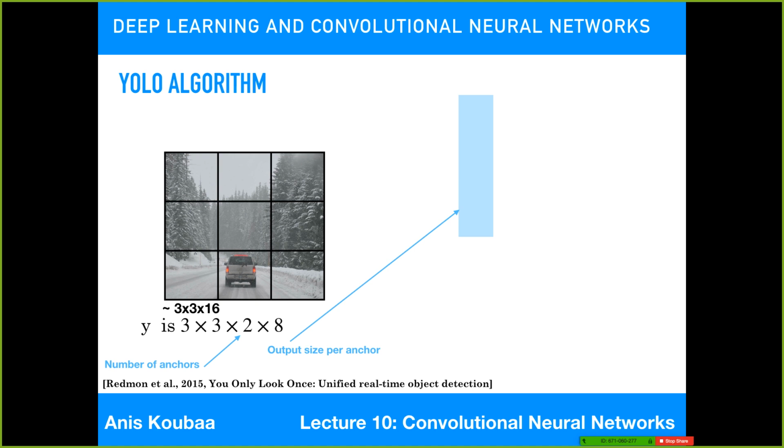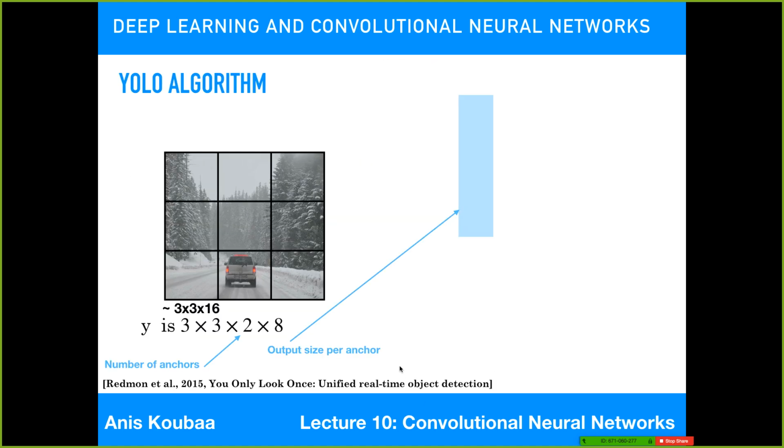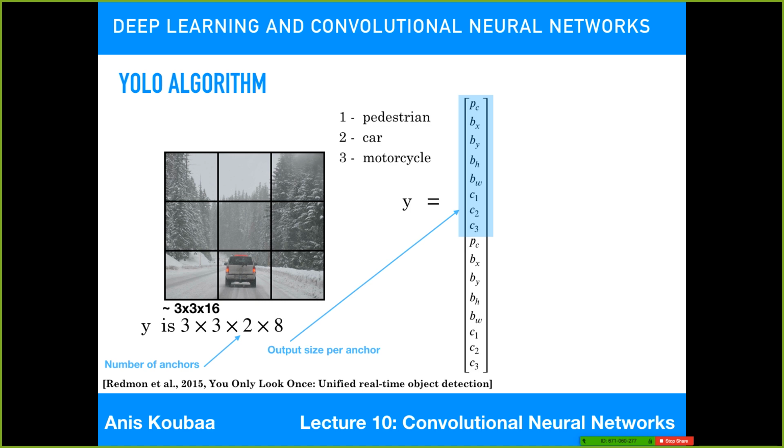Okay, and now for example in YOLO, if you have an image like this, you have an input size. So first of all you will divide your input image into a grid. Let's say a 3 by 3 grid. And here you will define two anchors. Let's say an anchor for pedestrians and an anchor for cars. Okay, so this is the number of anchors. And here the output size per anchor. So imagine that you have two anchors, one for pedestrians and one for cars. So for every anchor you are going to have 8 outputs.